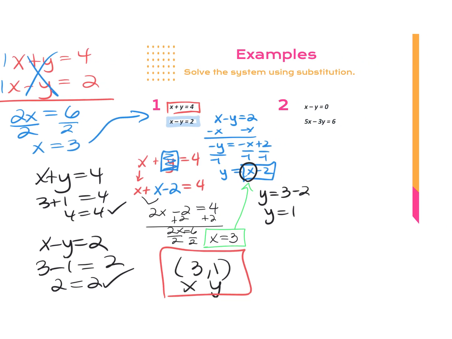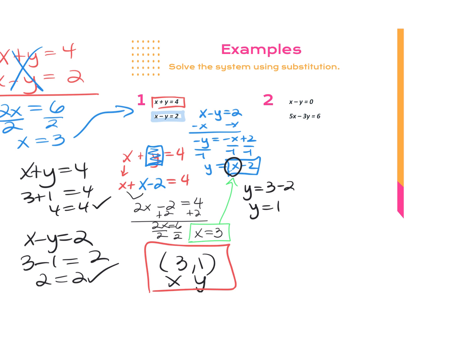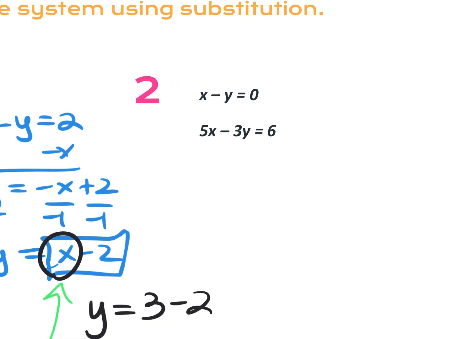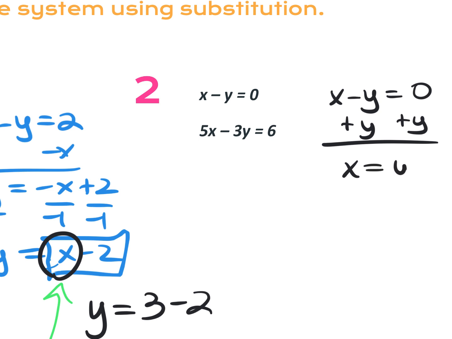Okay, so for number 2, again, the instructions here officially say to use substitution. Because again, in 9.2, we'll do the elimination method and the graphing method. So I'm going to go ahead and solve my first equation, and you can choose which equation you want to solve for either x or y. I always look for a variable that has a 1 in front. So I'm going to solve it for x. I'm going to isolate x by adding y to both sides. And now I'm just left with x equals y.